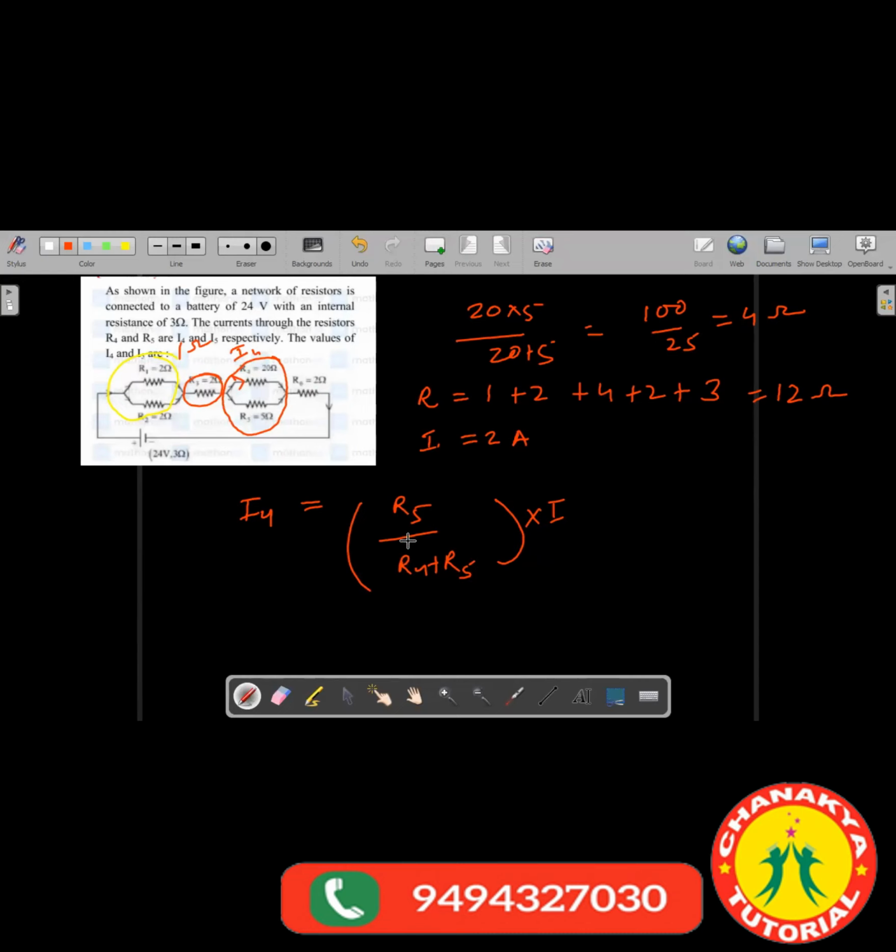By this method, you will be able to obtain the current passing through R4. To find the current through R4, you have to multiply by the opposite resistance, the remaining resistance in the parallel combination. Suppose there are 3, you will multiply by the remaining 2. Now there are 2 resistances, so you multiply the total current by the resistance R5 and divide by the sum of the resistances, R4 and R5. Got it?